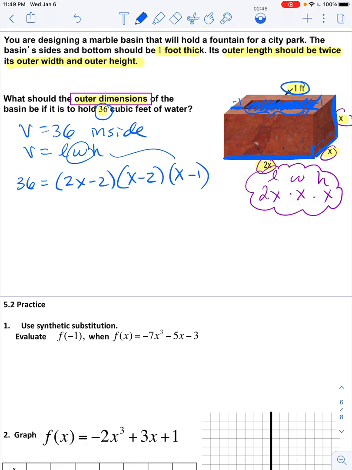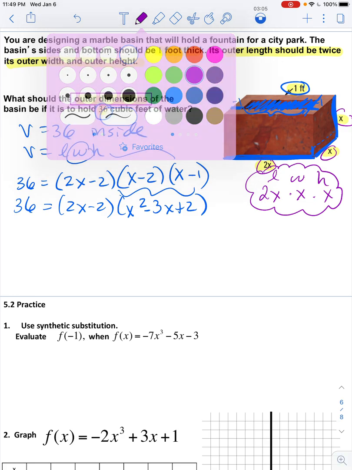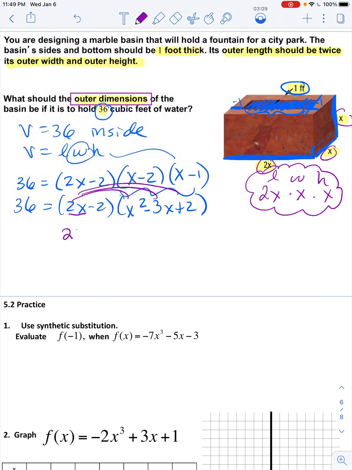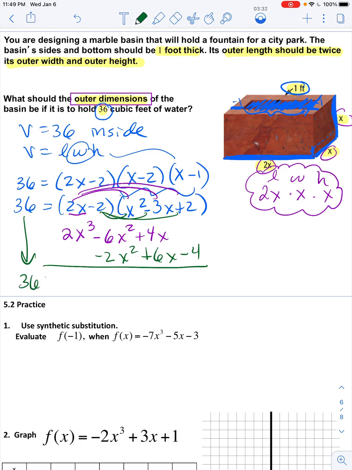So now I get to go back to what we did the other day in the beginning of the week, which is multiplying these all out. So I'm going to go ahead and FOIL this. It's going to give me x squared minus 3x plus 2 when I'm done FOILing. And now I still need to multiply that by the 2x minus 2. So if I multiply everything by 2x, I'm going to get 2x cubed minus 6x squared plus 4x. When I multiply everything by the negative 2, I'm going to get negative 2x squared plus 6x minus 4. So in total, my volume, which is 36, is going to be 2x cubed minus 8x squared plus 10x minus 4.